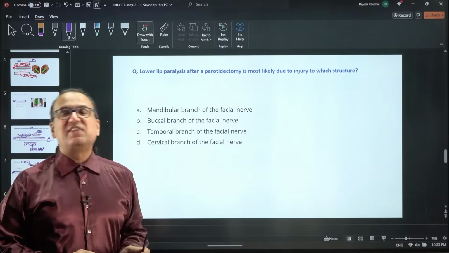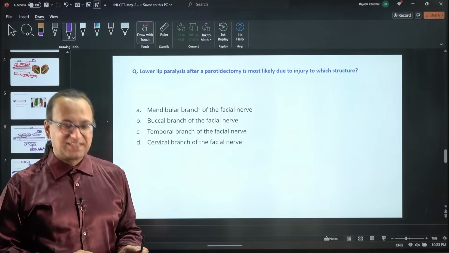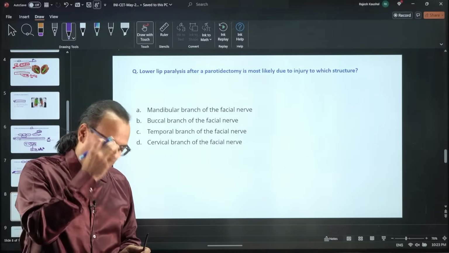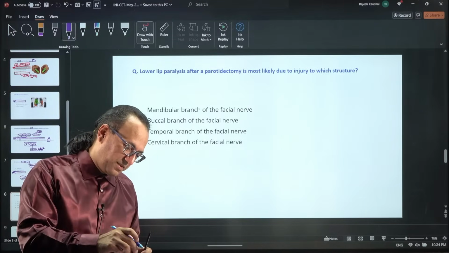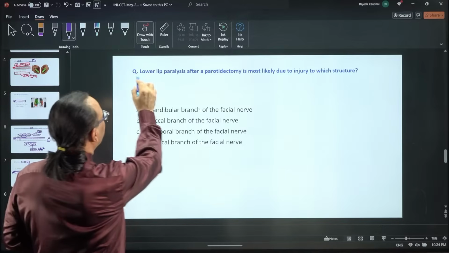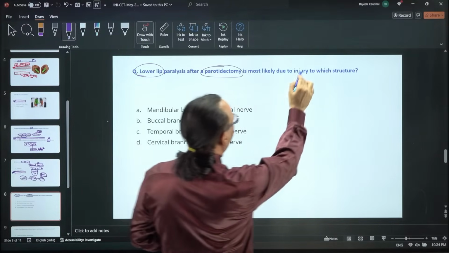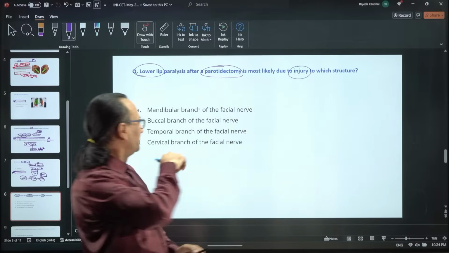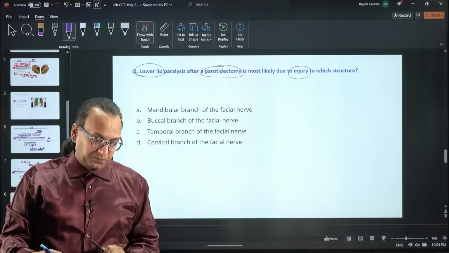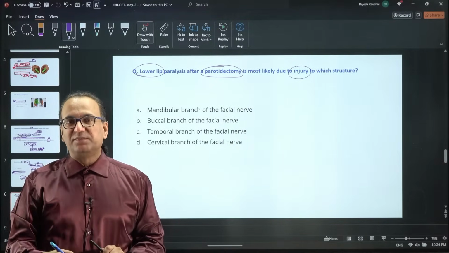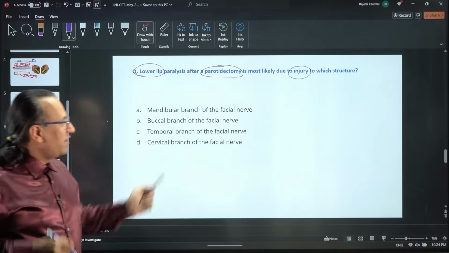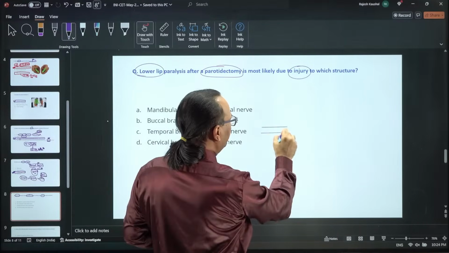So even this is a repeat question. Lower lip paralysis after parotidectomy, most likely injury to which nerve? Now be careful when you are talking about the facial nerve.